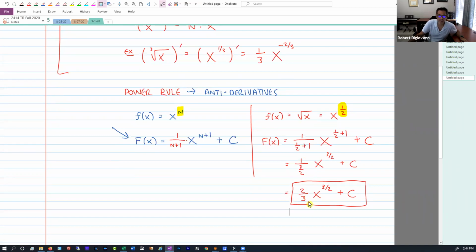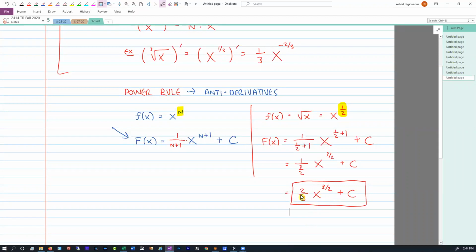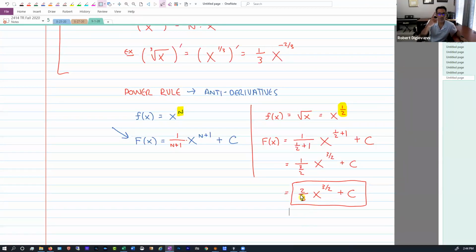Could we check this answer? How would you check it? Just take the derivative, right? If we take the derivative, the 3/2 would come out, and the 2/3 would kill it, right? 2/3 times 3/2 is a 1, so it's just gone. And then we subtract 1 from the power. 3/2 take away 1 is 1/2, so that would work.